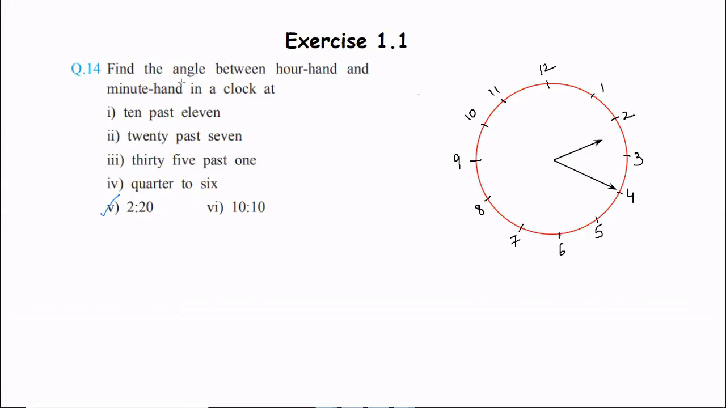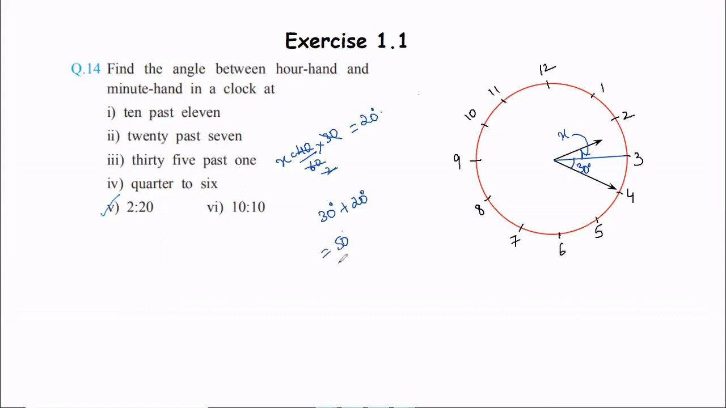Let's calculate. We already have 30 degrees for one consecutive part. We need to calculate for this particular x, which represents the remaining 40 minutes. So 40 by 60 into 30, which gives 20 degrees extra. So your answer will be 30 degrees plus 20 degrees, that will be 50 degrees.